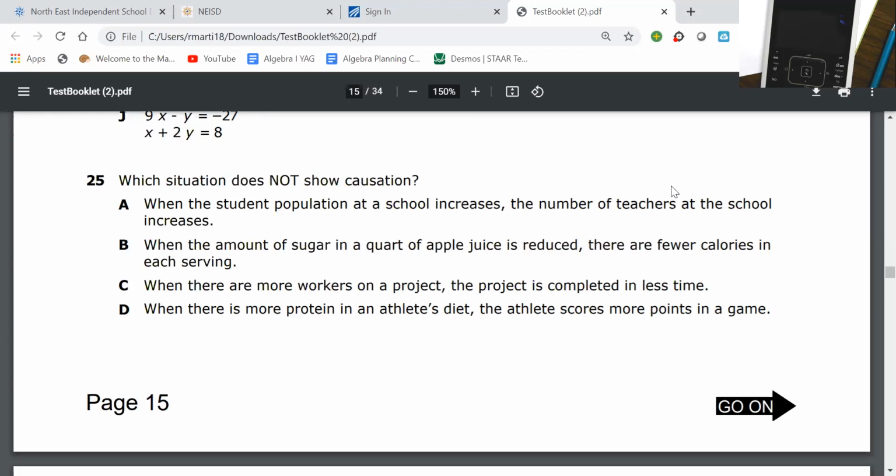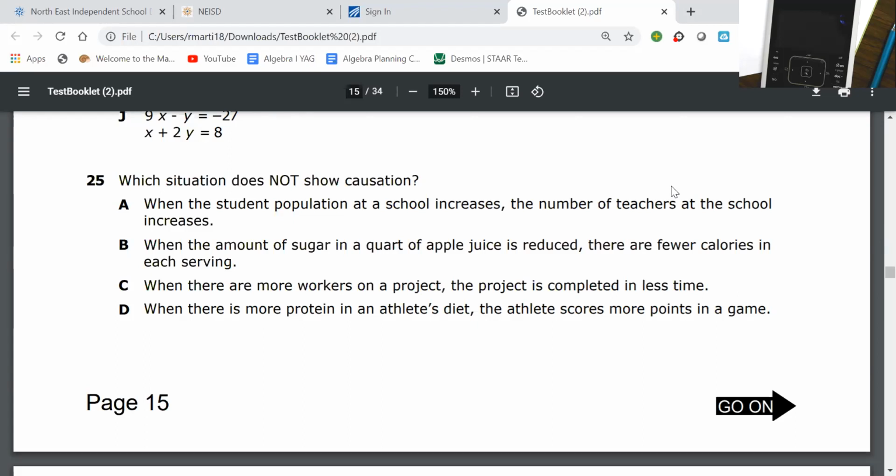C, when there are more workers on a project, the project is completed in less time. They're saying, yes, that's causation, but what if you put in a bunch of workers and they're deadbeats, or they all hate each other? It might take longer. Okay. So I don't like some of their examples.